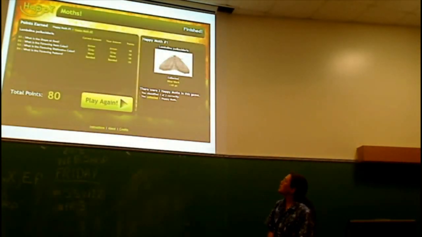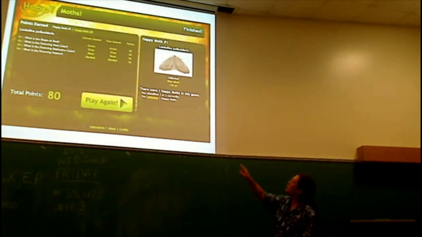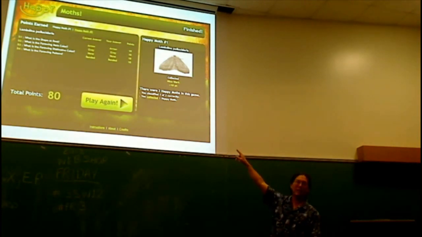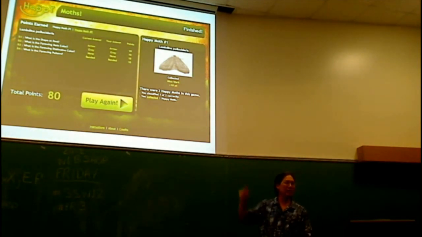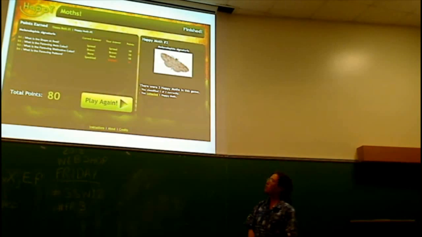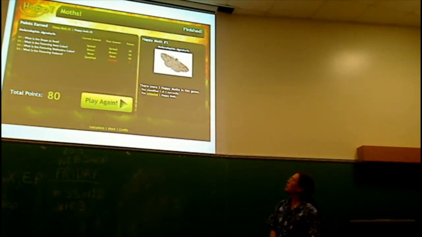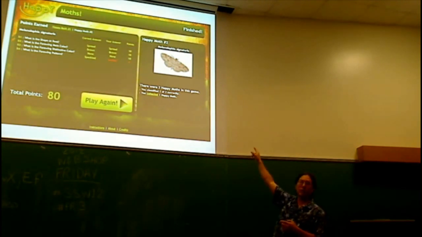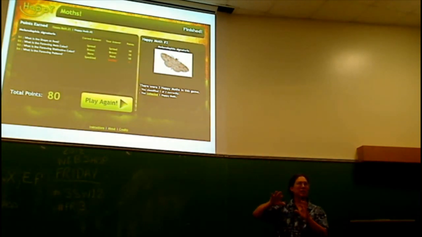So in this case, you can see that on the first moth, I got a perfect score, 80 out of 80, because I got all of the characters right. But on the second moth, I got the 4-wing distinctive pattern wrong. I said speckled and it was banded. So you get a little bit of feedback, you get a total score, and then because I got the one correct, I've collected that one, it goes into my little collection.